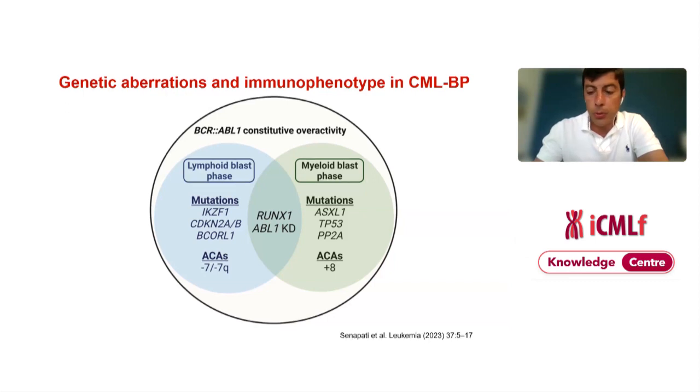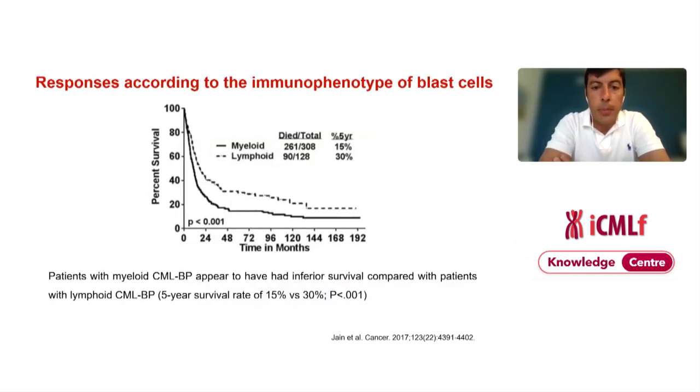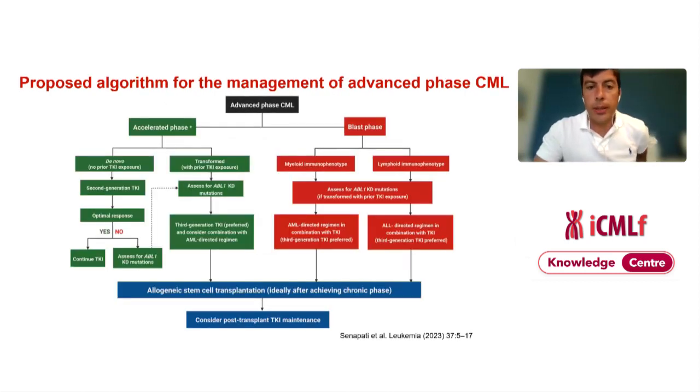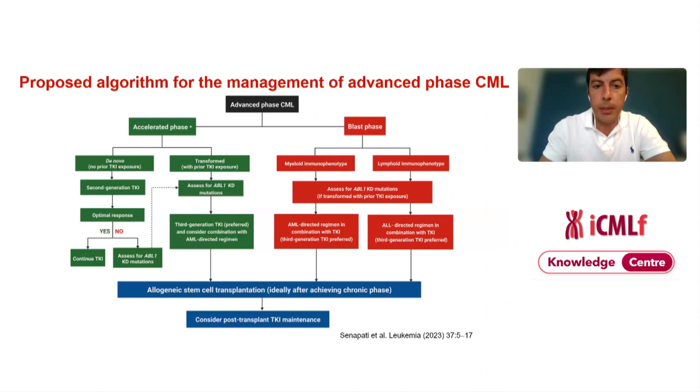It is very important to characterize the blast cells after a progression of CML to advanced phases. In general, the response rate in myeloid blast phase appears to be inferior compared to lymphoid blast phase. But in general, the overall survival was not satisfying. So how to treat a patient with advanced phase CML?